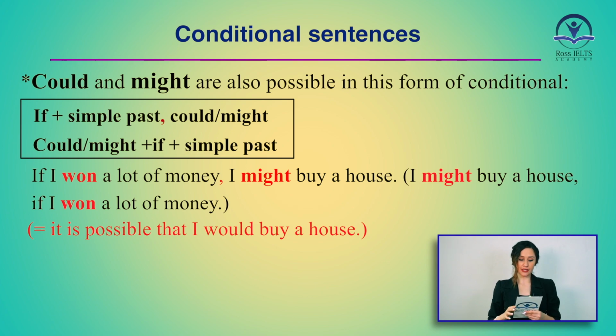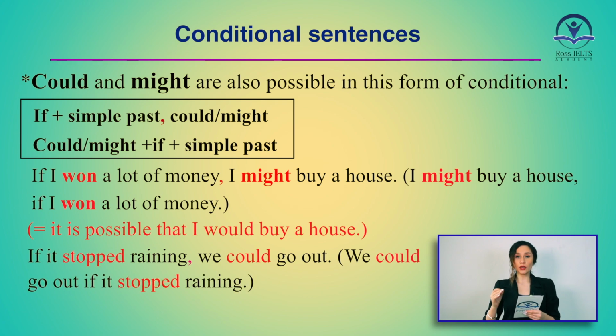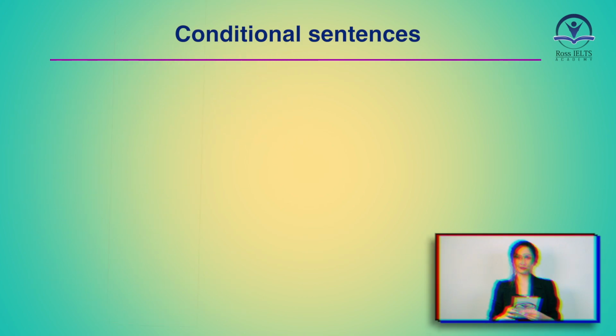Or another example, if it stopped raining, comma, we could go out. Or we could go out if it stopped raining. It means that we would be able to go out. So instead of would, I used could or might in my second conditional.